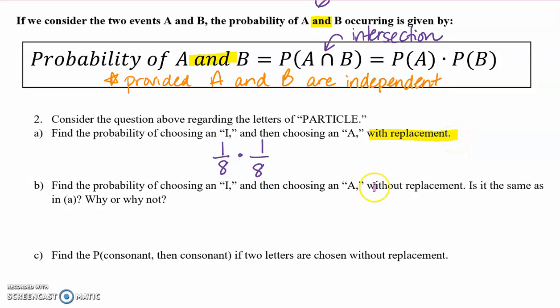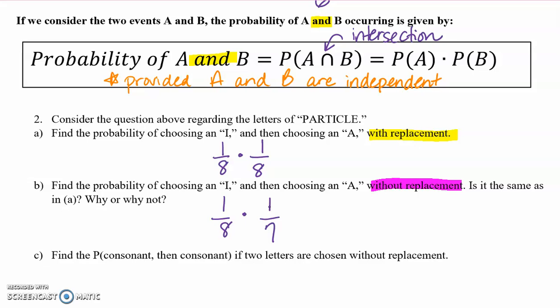In the next problem, we're doing the same thing, but we're not replacing. That means we're going to hold on to the first letter. Is it going to be the same? It will not be the same because the sample space is changing. So it'll be 1 out of 8 for the I. Because we've hung on to the I, there is 1 less option to choose from. So we have 1/8 times 1/7.